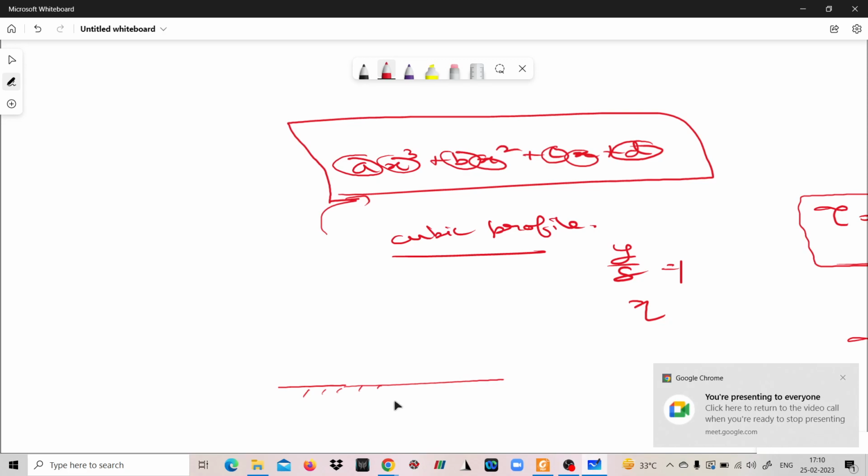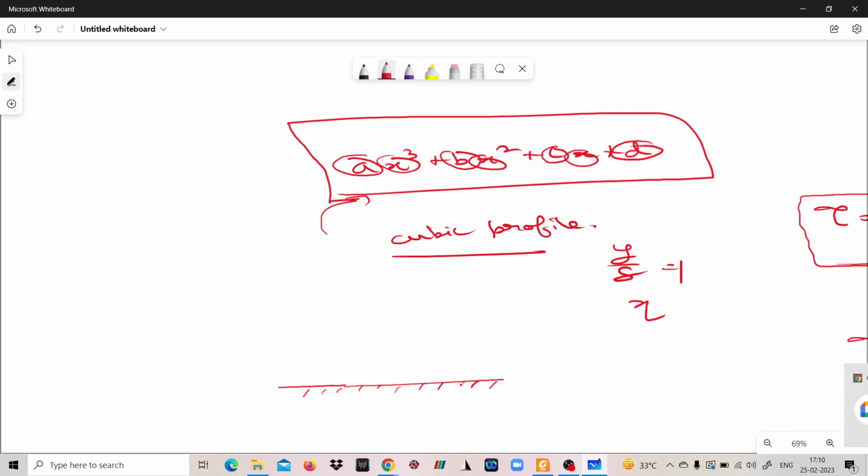Consider the flow past a flat plate. This is the boundary layer. Now, above this, outside the boundary layer, what is the value of u? u is equal to u infinity. And at y equal to delta, at this point, what is the value of u? u is equal to u infinity.